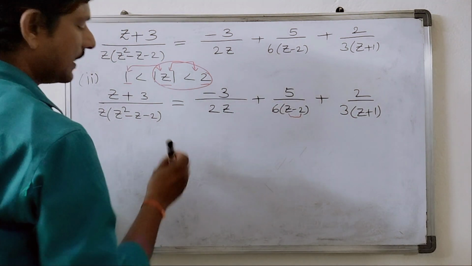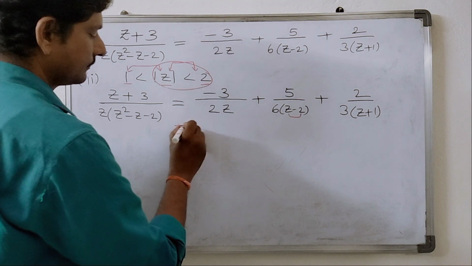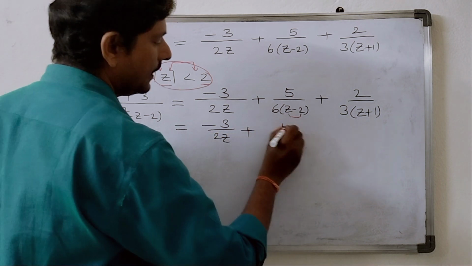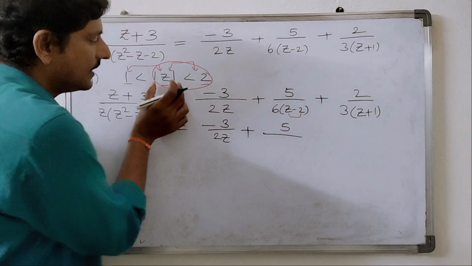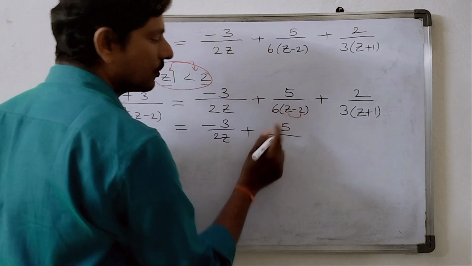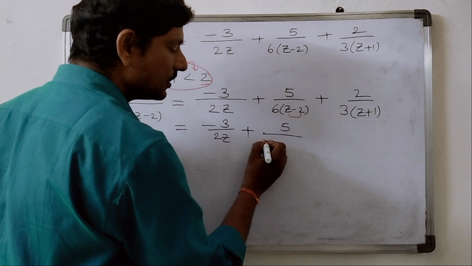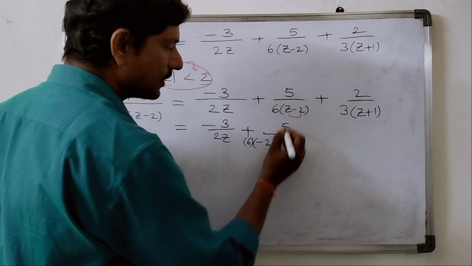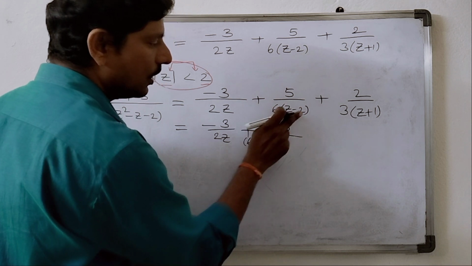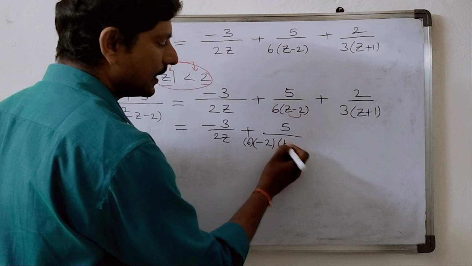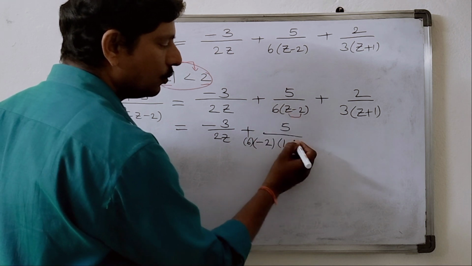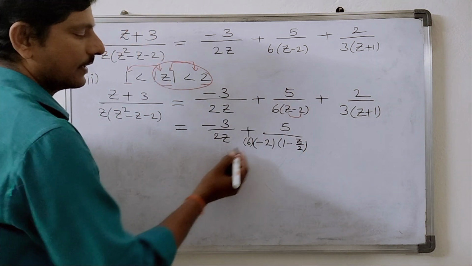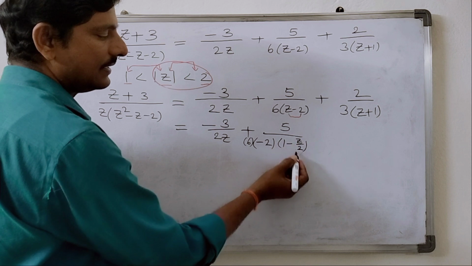If we know this, half the part is over. So minus 3/2z plus 5, in this region z is less than 2, that means 2 is greater than z, therefore we take common 2. Here -2 is there, so we take common -2. Already 6 is there, so 6 into -2. When we take common -2, 1 is remaining, minus z by 2, because there is no 2 for the coefficient of z, so 2 will be in the denominator: 6 into -2 into (1 minus z by 2).